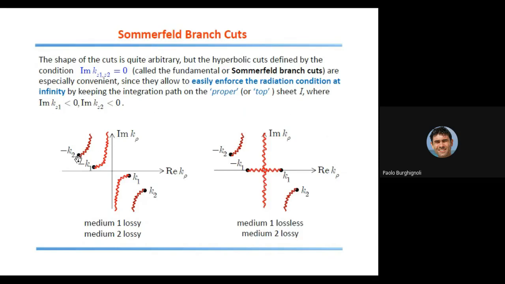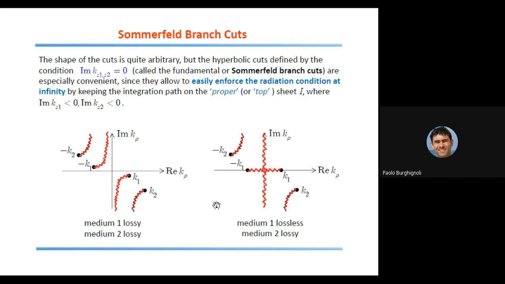And as we have seen in the very first lesson of this course, those branch cuts have a hyperbolic shape. So consider, for example, two media, both lossy. So medium 1 is lossy, medium 2 is lossy, and so K1 and K2 are both complex numbers, and they belong to the fourth quadrant of the complex plane, whereas the opposite, minus K1 and minus K2, belong to the second quadrant. Since the Sommerfeld branch cuts are hyperbolas, they run through the wiggly lines that are indicated here with light red for K1 and minus K1, and with dark red for K2 and minus K2.